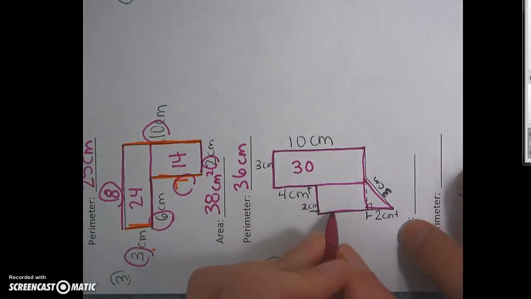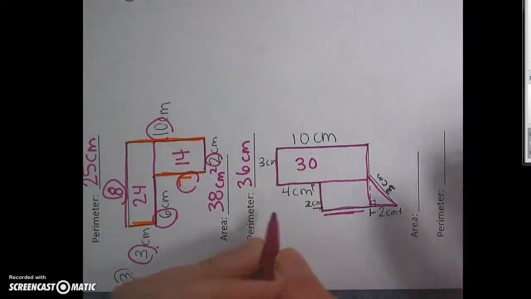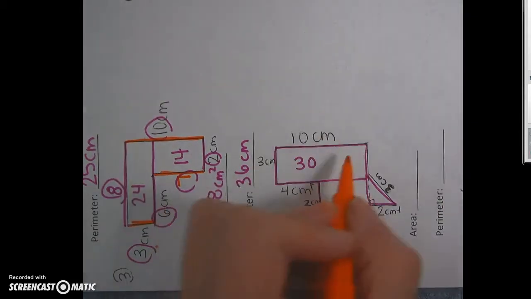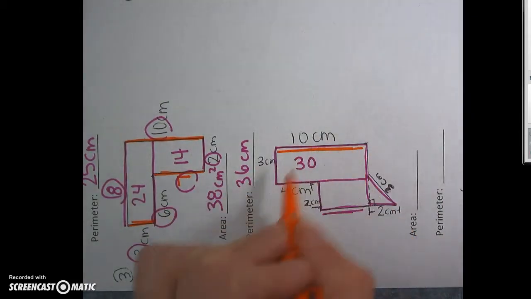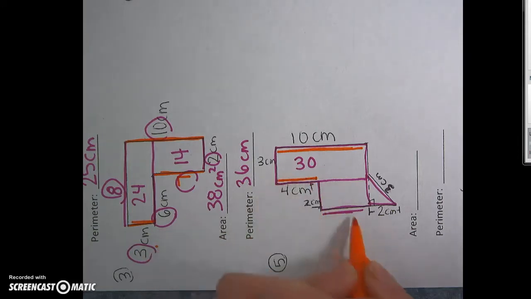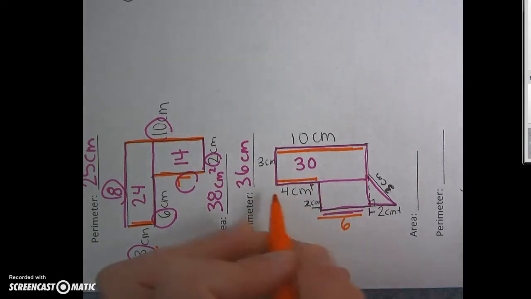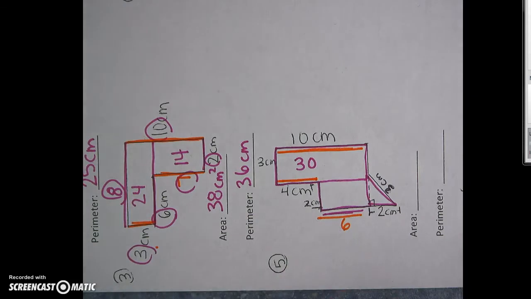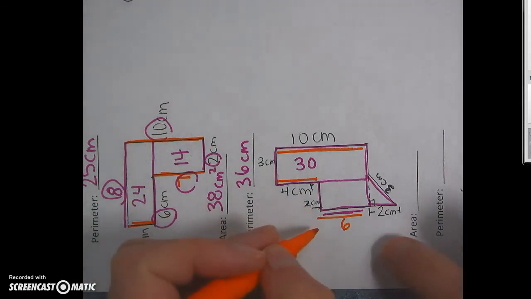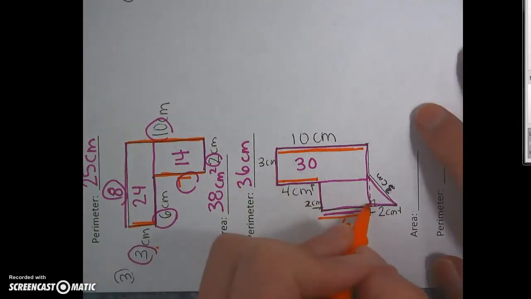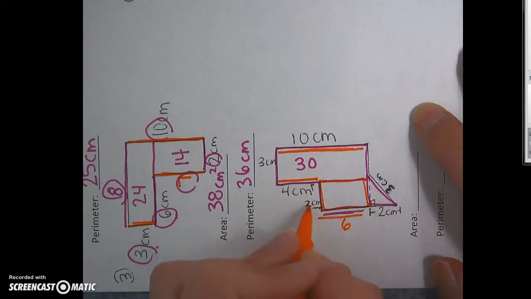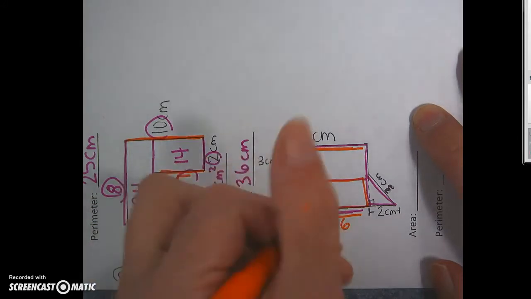This rectangle right here, I need to find this base. I know that this whole side right here is 10. I know this piece is 4. So this right here has to be 6 because 4 plus 6 is what's going to give me 10. Now I have enough information to find this rectangle. This part was 2, that was on the problem, and this part was 6. 2 times 6 gives me 12.